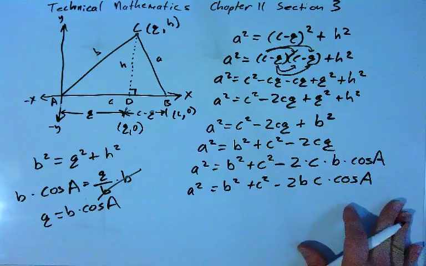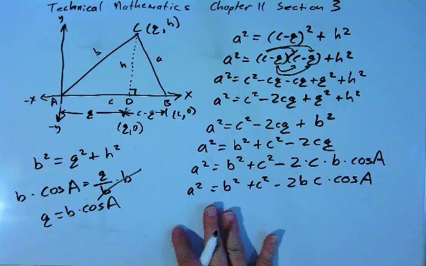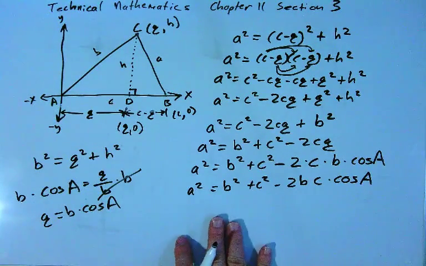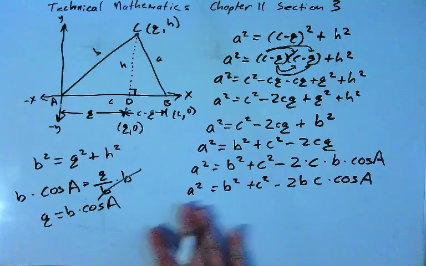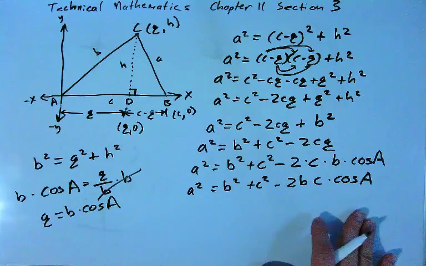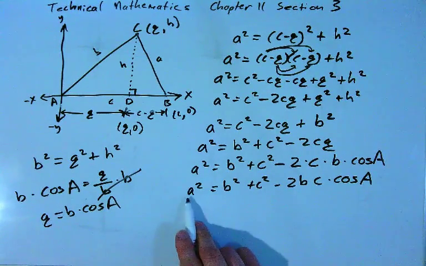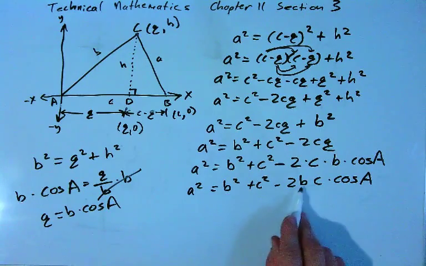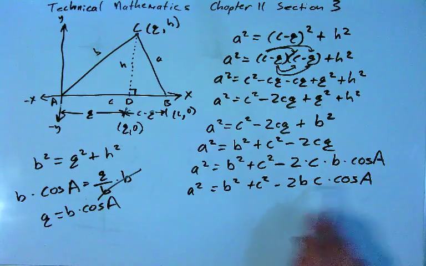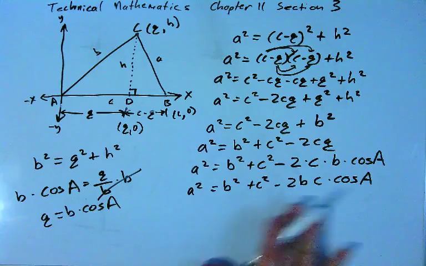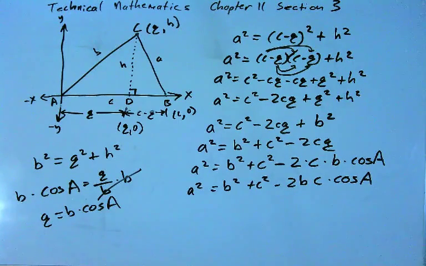Okay, and so now I have a formula that deals with a triangle that is not necessarily a right triangle, where all of the variables in the formula are lengths of sides, like a, b, and c, or b and c, or angles of the triangle, like A. Okay, and this is the law of cosines. We've derived the law of cosines.